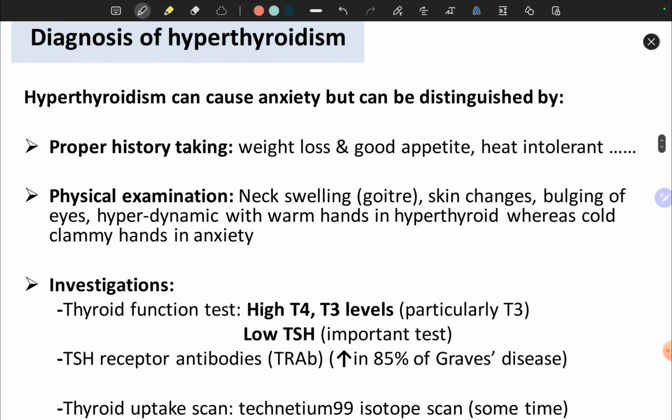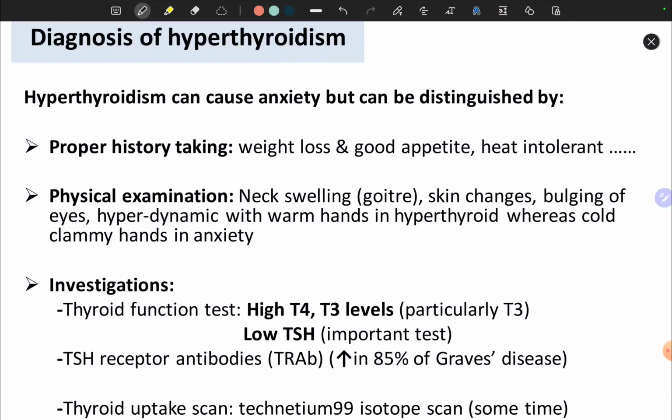Why do we have suppression of TSH? Simply because we have negative feedback, yeah? So T4, T3 will affect the center, the pituitary and hypothalamus to suppress TSH formation and release.